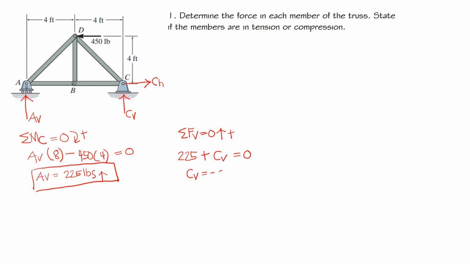So simplifying, CV now is negative 225 pounds. So the negative sign indicates that our assumption of the direction is wrong. So correcting it, CV is equal to 225 pounds going down. Okay, so we can correct our assumption that it's supposed to be going down.